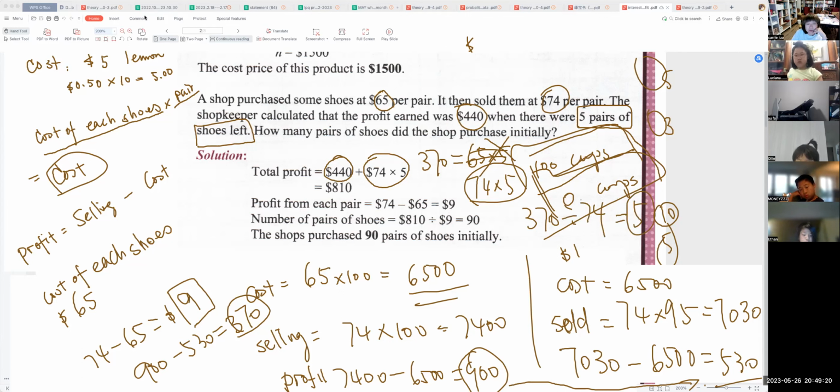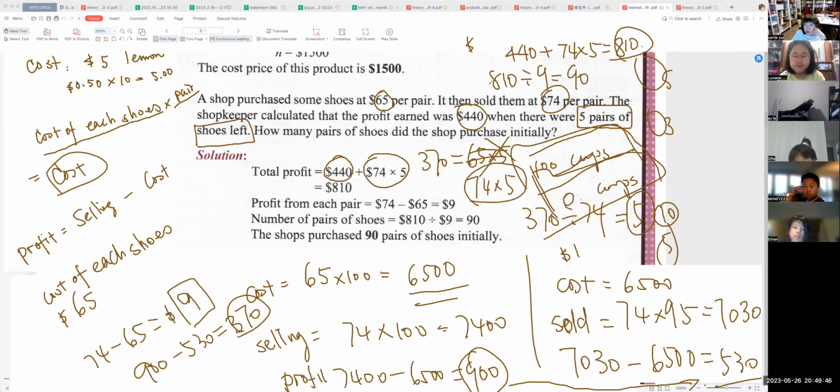We're going to go back to the question here, okay? So because we're making 440 and they lost $74 and times 5, that is a profit. So altogether is 810. That is the true profit. The true profit equals what? 810 divided by 9 equals 90. So that means initially there are 90 pair of shoes has been purchased. Understand, everybody? Okay, I'm gonna stop here and let you think about it because we're going to practice later.